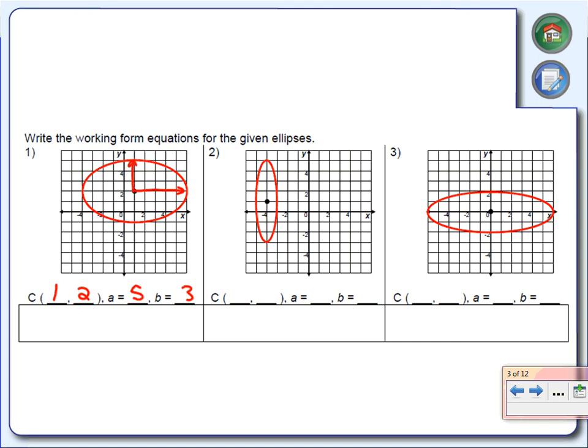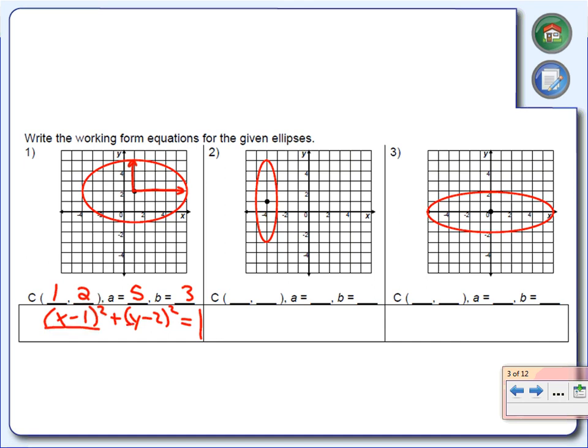So here we go. We're going to write the equation. We're going to start off with the center. Just like yesterday with our circles, the signs are going to be opposite. So we're going to have (x minus 1) squared. Signs are different. Then we're going to have (y minus 2) squared. Again, notice how my sign is different. And all of this equation is going to equal 1. All ellipses are equal to 1.